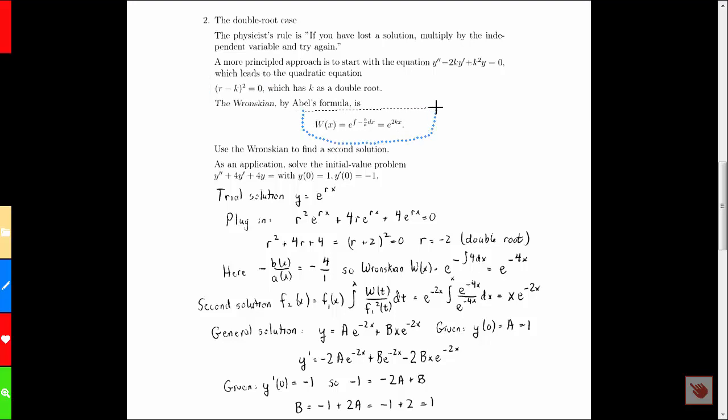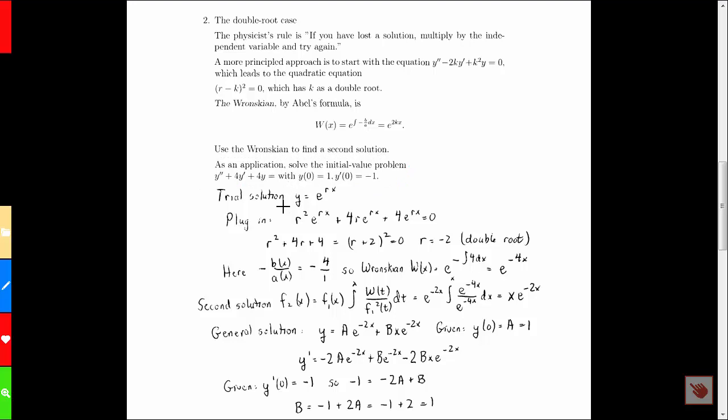Having found one solution, I will use Abel's formula for the Wronskian, and then I will use the Wronskian to find a second solution. Let's try a specific case. Y double prime plus 4y prime plus 4y equals 0, and I'll choose as initial conditions y of 0 equals 1, y prime of 0 equals minus 1.